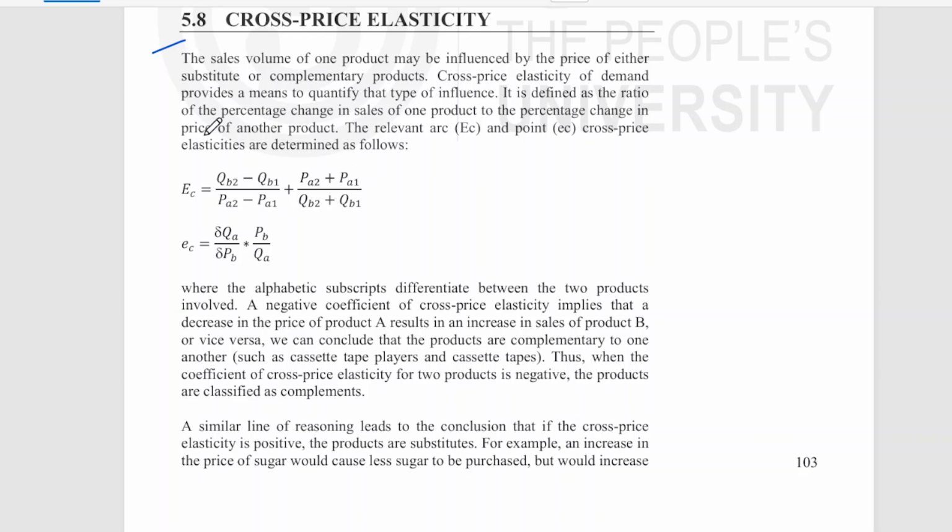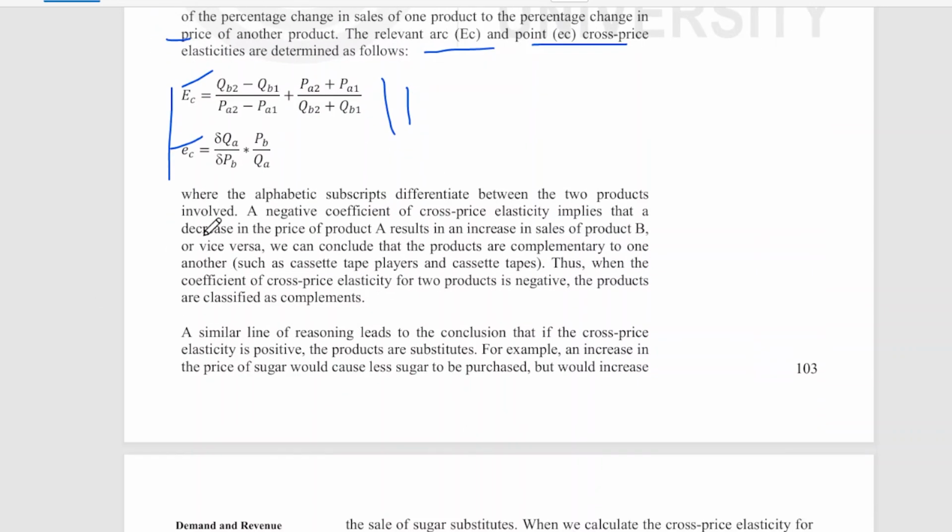So let's see. The sales volume of one product may be influenced by the price of either a substitute or complementary product. So cross price elasticity of demand provides a means to quantify that type of influence. It is defined as the ratio of the percentage change in sales of one product to the percentage change in price of another product, and the relevant arc E and point E cross price elasticity are determined like this: capital letter E and small letter E. So this is the equation, and please refer to your IGNOU MBA study material.